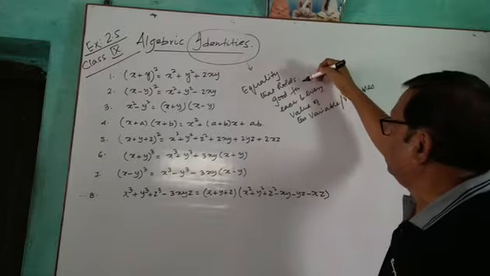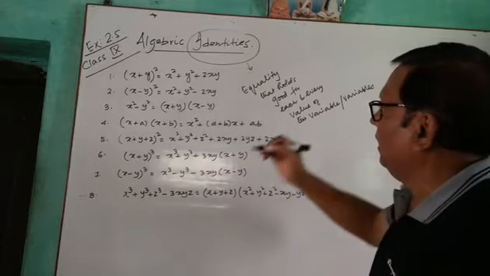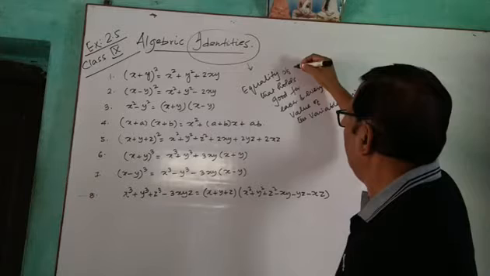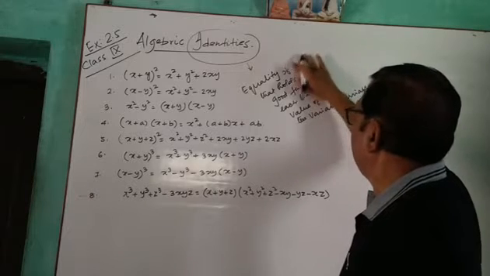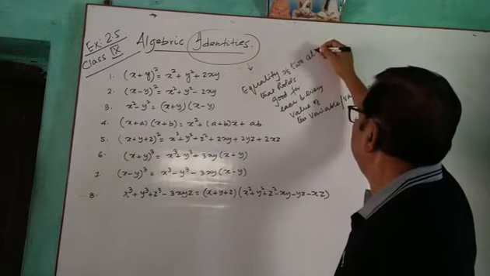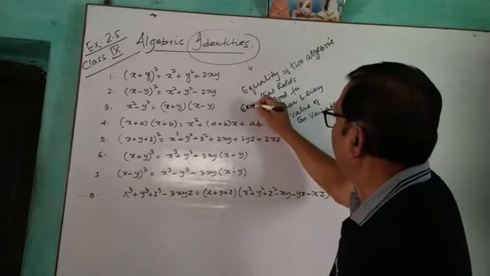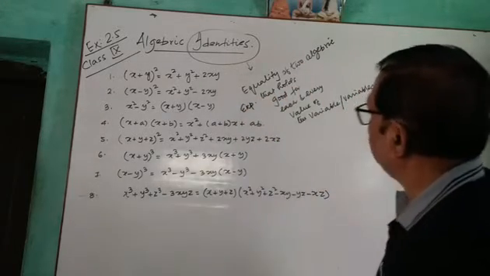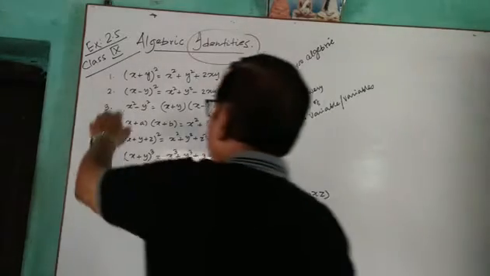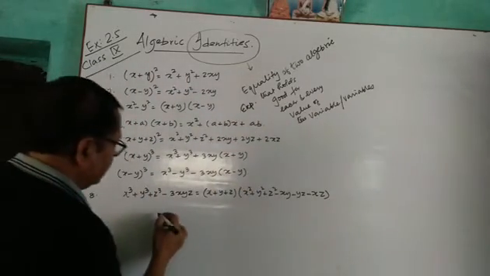Equality of two algebraic expressions that holds good for each and every value of the variable. Let me explain this very concept by taking the first identity.